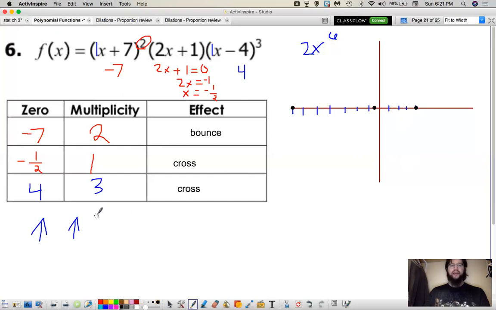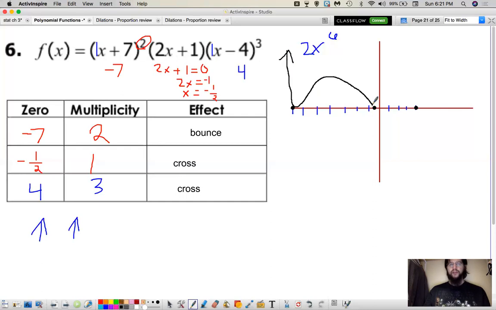Now I know it needs to be up and up. So something's going on. I don't know exactly what's going on between here, but I got to start up. Might have some sort of wiggly thing like this going on first. I don't know. But I know it's got to be up here. And I'm going to bounce off of that thing. So I got to bounce. I don't have any idea what's going on here between these things, but I got to cross this one.